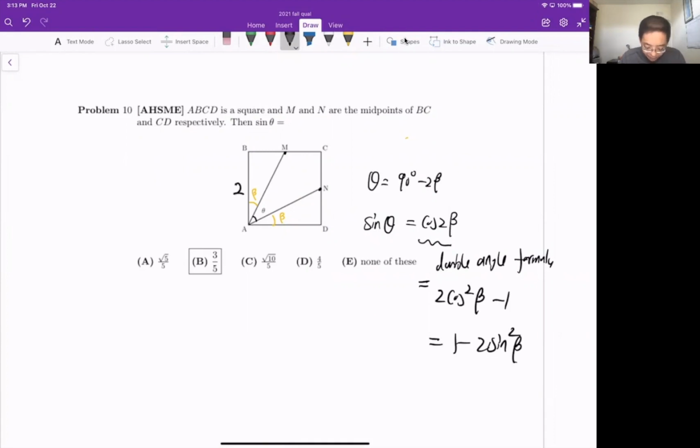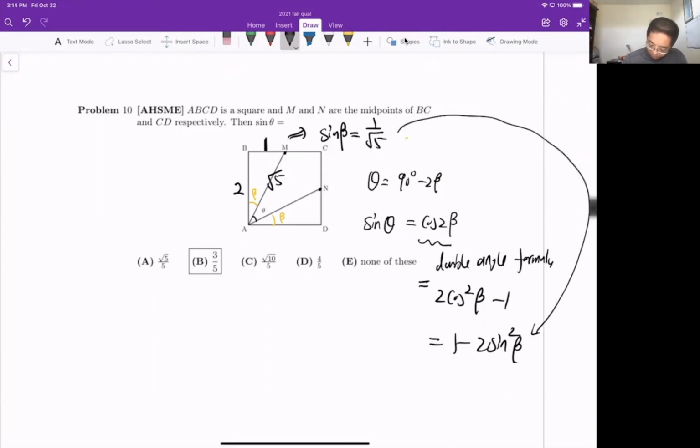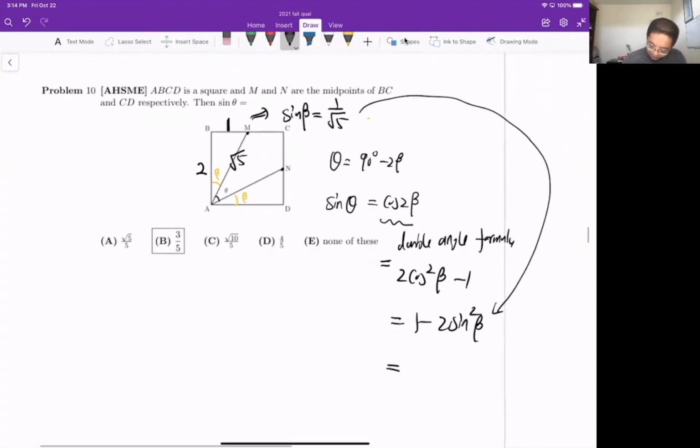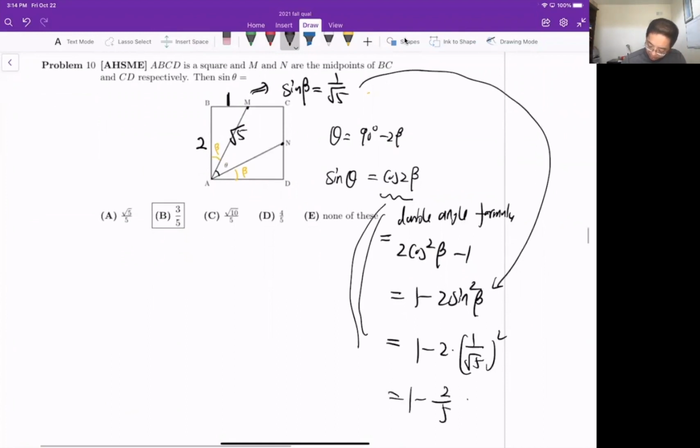So let's say we put the side length of the square to be 2, and then BM will be 1, and AM will just be the square root of 5. From here we can quickly get sine beta, which will just be 1 over the square root of 5. Then we plug in: cosine 2 beta equals 1 minus 2 times 1 over the square root of 5 squared, which is 1 minus 2 over 5, and we get 3 over 5. So the value of cosine 2 beta is 3 over 5, which is the same as sine theta.